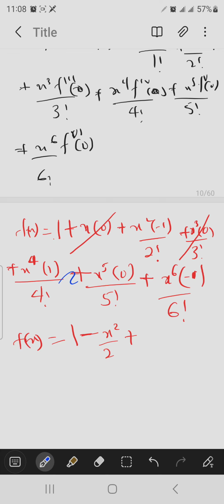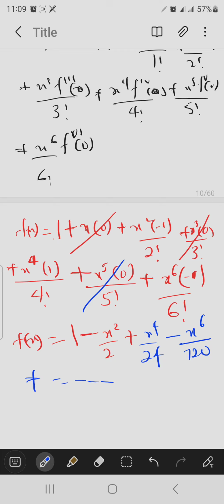This one now turns to x to the power 4 times 1. We have x to the power 4 divided by 4 factorial, we have 24, plus this one times 0, this one goes. This one becomes minus instead of plus. This one will be x to the power 6 over 6 factorial, which is 720. So plus dot dot dot and continue.